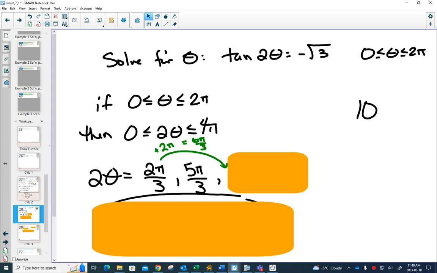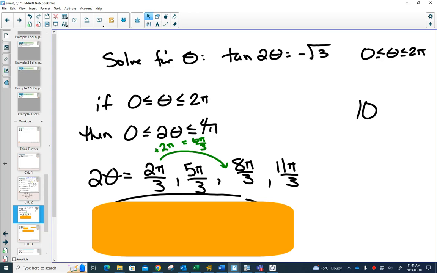But if I want to add something to a fraction, I need a common denominator. So 2 pi is the same as 6 pi over 3. And really, all you have to do is add 6 to your numerator. Same thing with the 5 pi over 3. I'm going to add 6 to my numerator there, and I get 2 answers of 8 pi over 3 and 11 pi over 3. Now we have 4 answers for 2 theta.